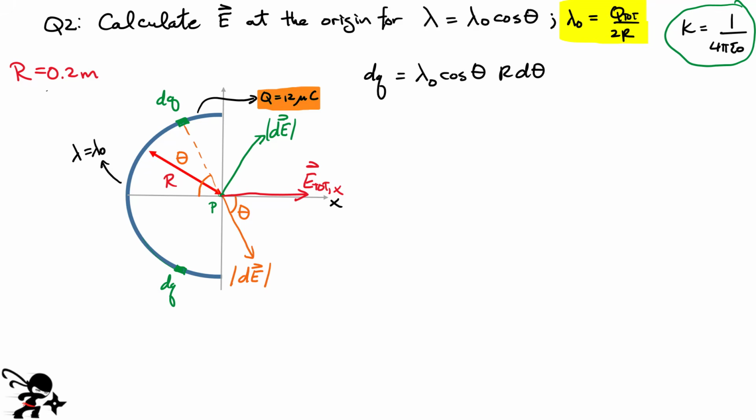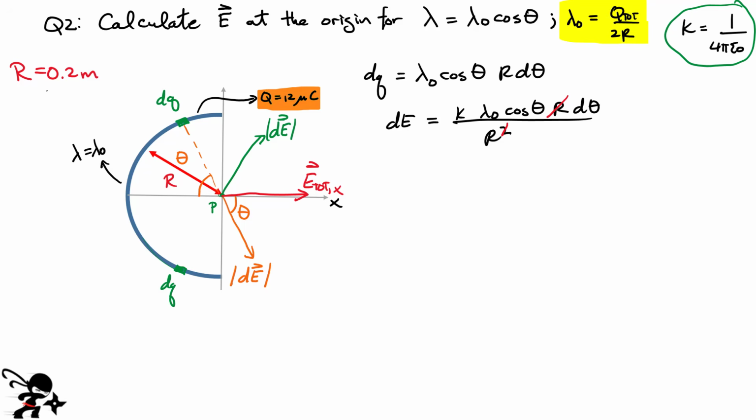Now we proceed again using the same formalism. We write down the magnitude of dE. I'll skip the absolute values here. So again, it's the constant k. The amount of charge we have is lambda 0 cosine of theta r d theta, divided by r squared, that's the distance to the origin. You can eliminate one of these r factors again.